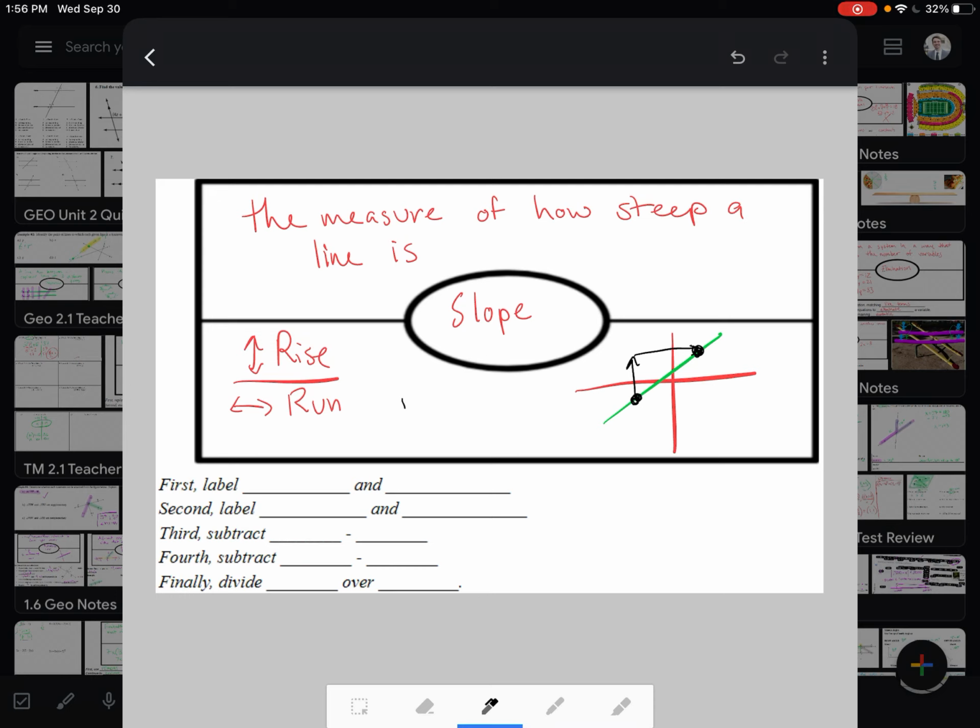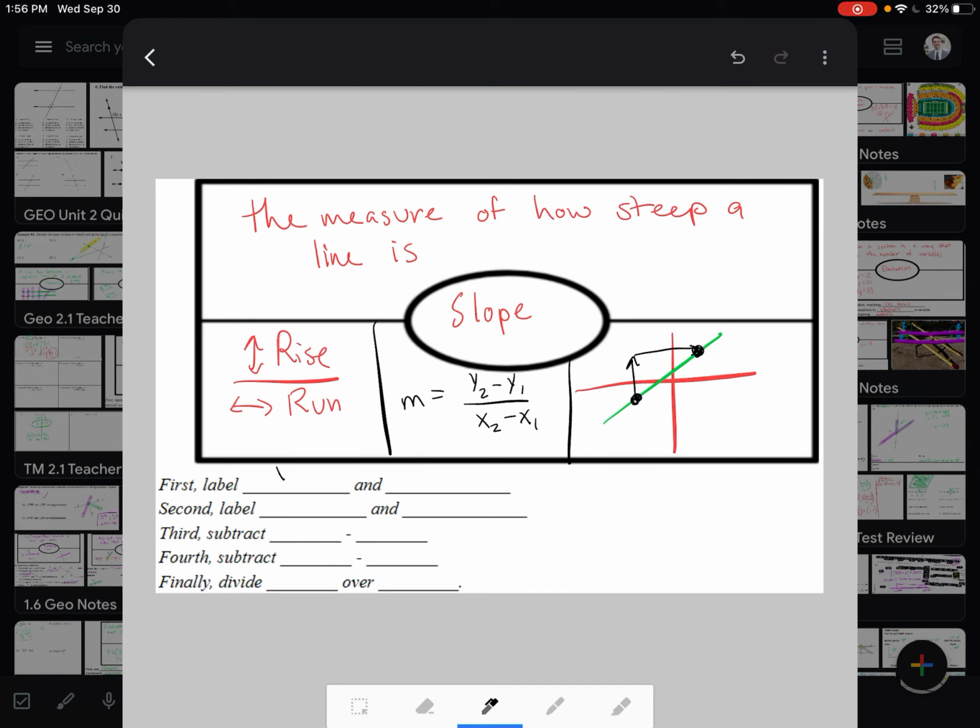Our formal definition of slope, we use m to represent it. And we do y2 minus y1 over x2 minus x1. So this is a definition you're going to want to save. We're definitely going to be using this quite a bit going forward. So with that being said, let's start off.